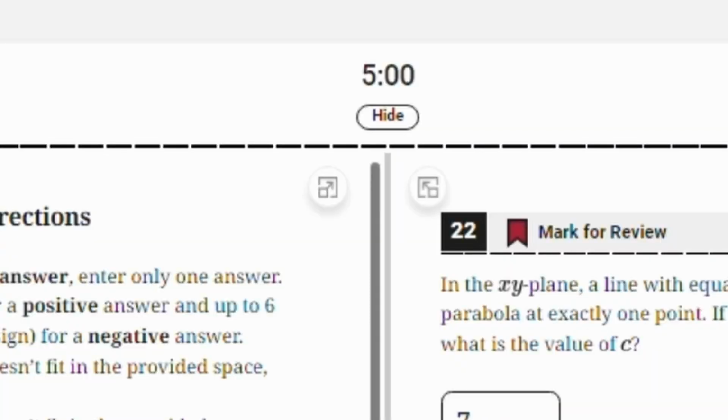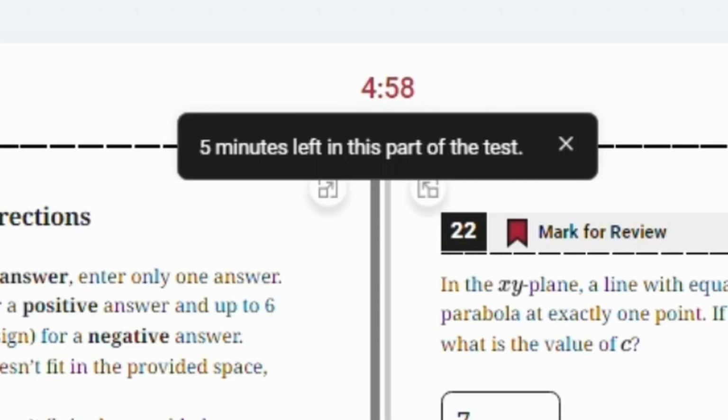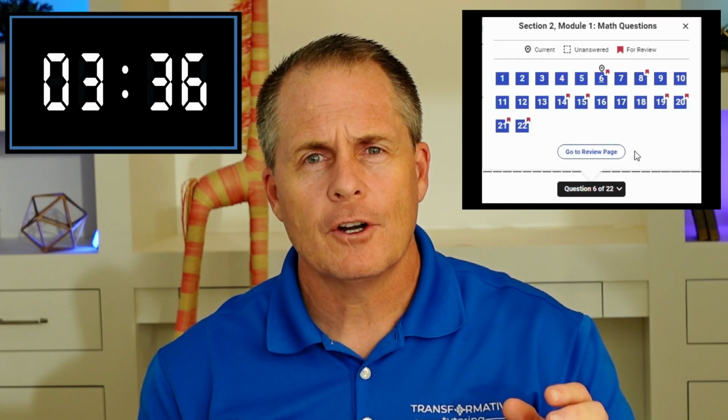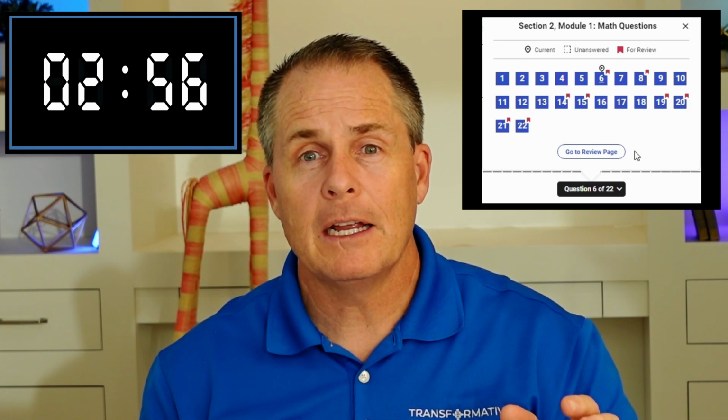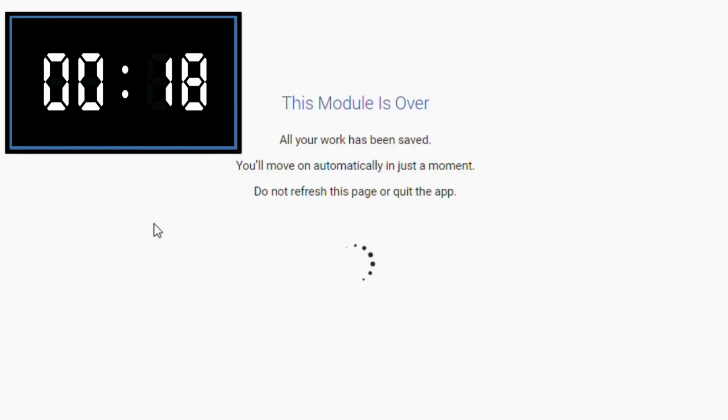There is a 5-minute warning inside the app. Make sure you have an answer for every question at the 5-minute mark because that's your final warning and the test will just close when time runs out.